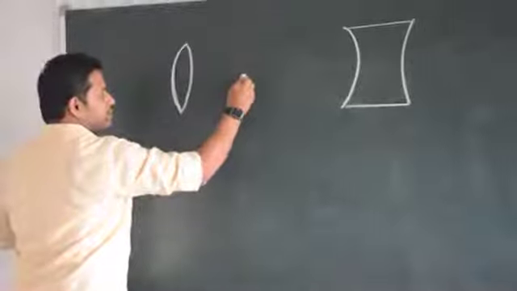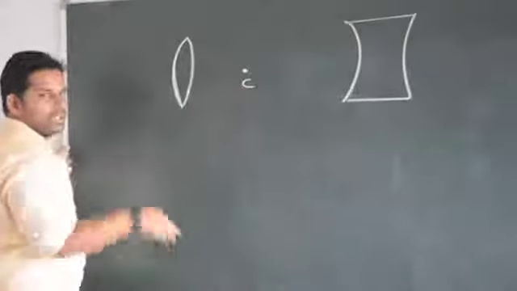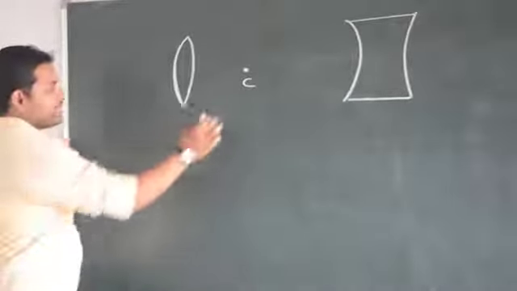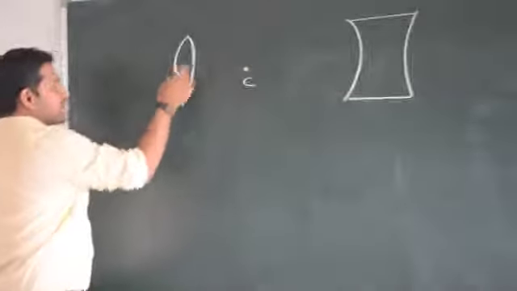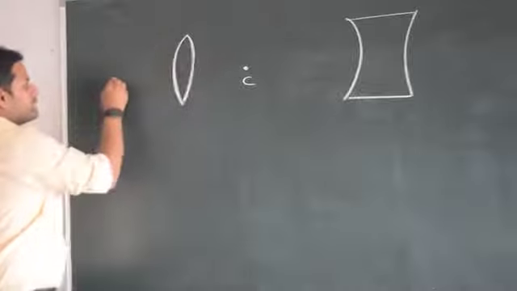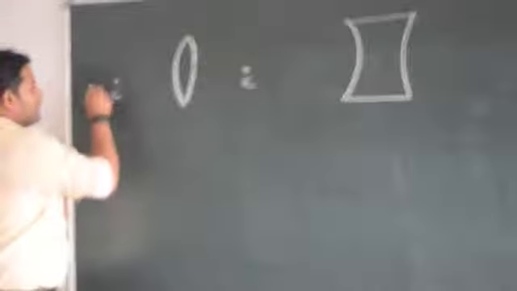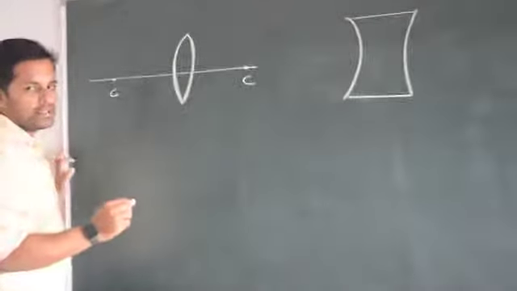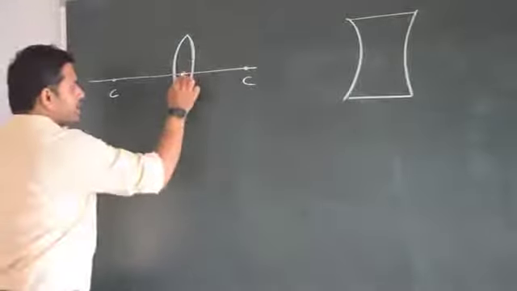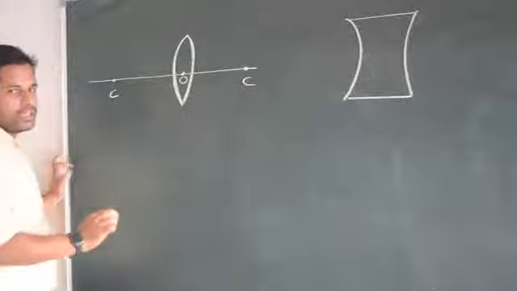Let me mark this point as C. I called it C1, but for time being, let us take it as C only. Next, this is also one spherical surface, right? Its center of curvature will fall on this side. Let me call this also C. Whatever line is joining this is called the principal axis. That also we discussed. And this is the optical center, the center of the lens.